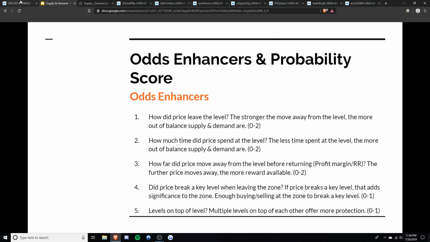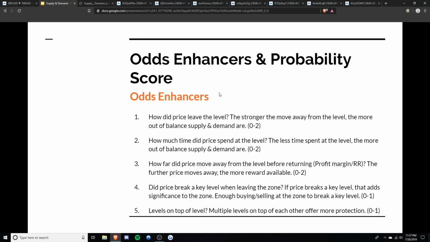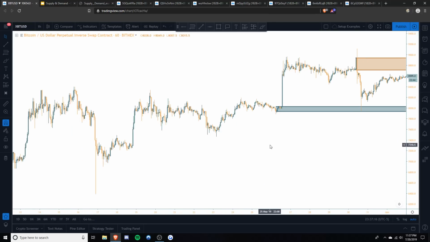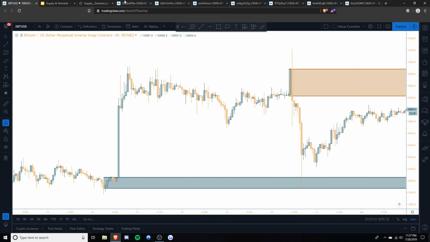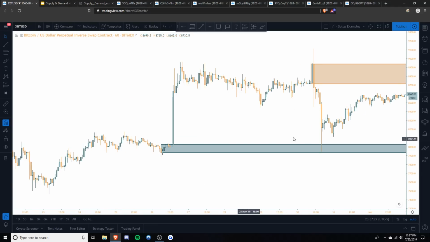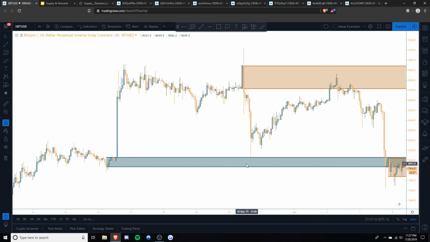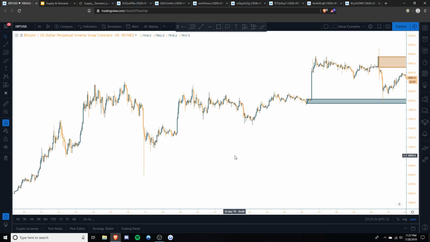How far did price move away? 11.5%. So that is very good. So we're sitting at a 5 right now. Did price break a key level when leaving the zone? Yes, that same daily level broke it to the upside. So yes, it did. So that is definitely a tradable demand zone. You can see the retest would have given you a perfect entry, and so yeah, I think that's enough for me right now, guys.